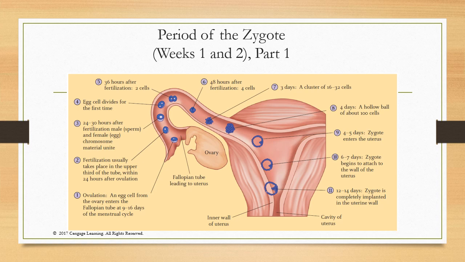And then 36 hours after fertilization, you have 2 cells. And then you're going to see it's just going to rapidly start completing cell division as it moves down the fallopian tube towards the uterus. So then you can see in number 6, 48 hours after fertilization, you have 4 cells.